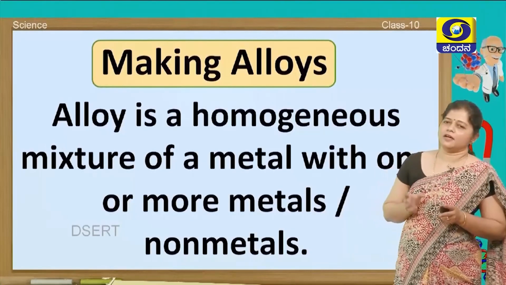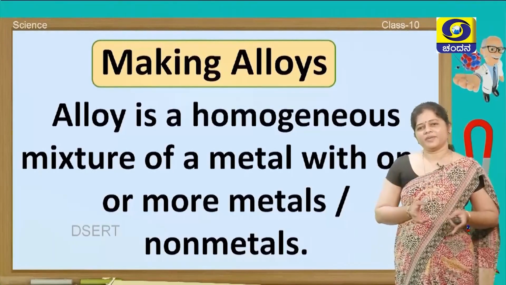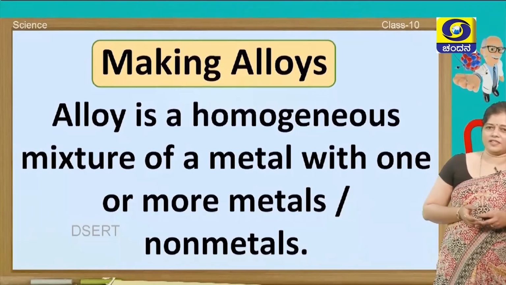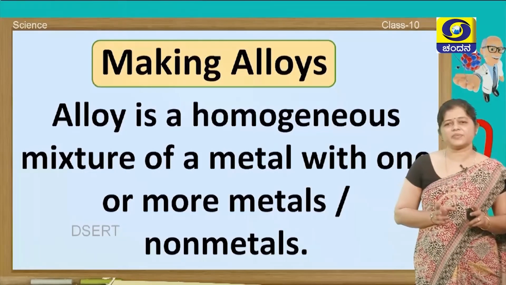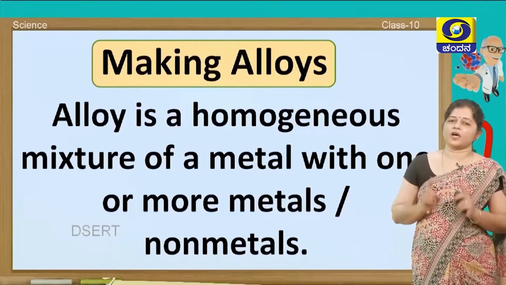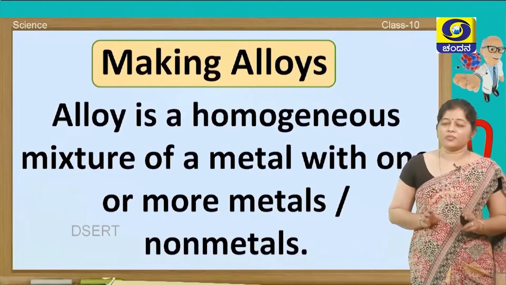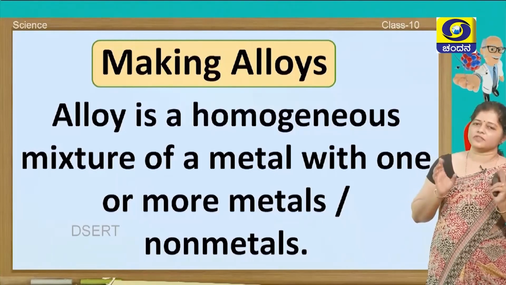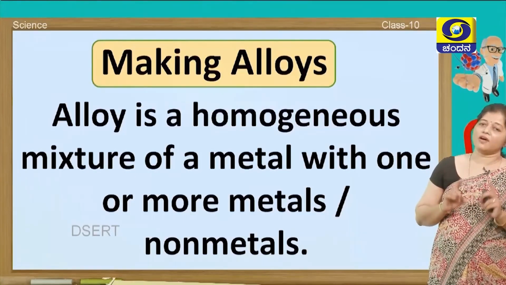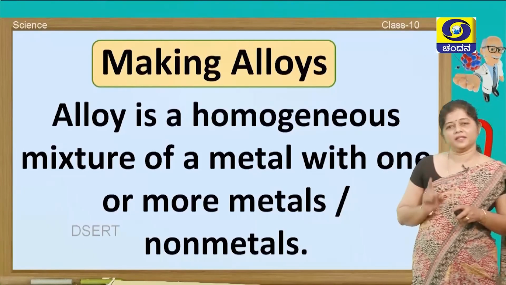Another important and easy method is by making an alloy. An alloy is a homogeneous mixture of a metal with one or more metals or non-metals. So, a homogeneous mixture of a metal with one or more metals or non-metals is called an alloy.